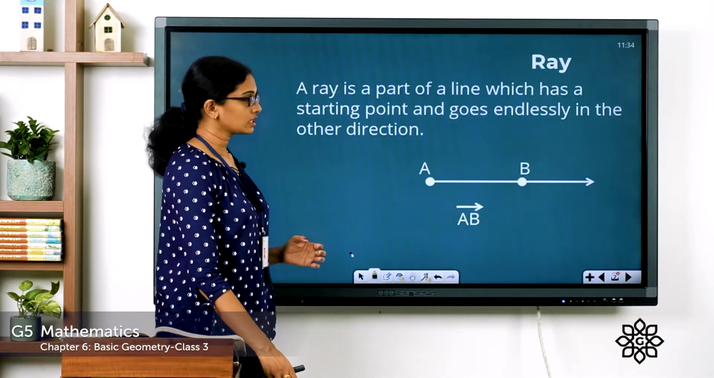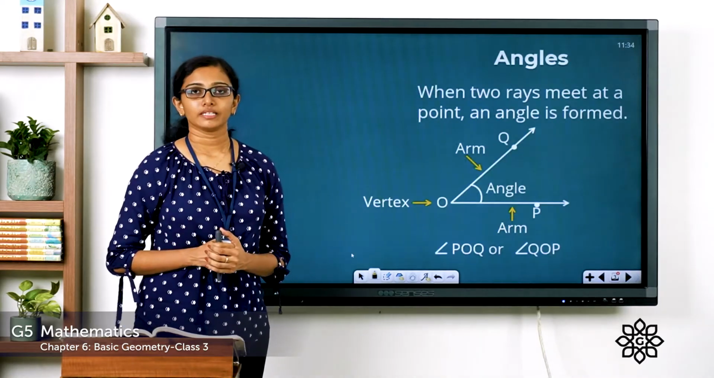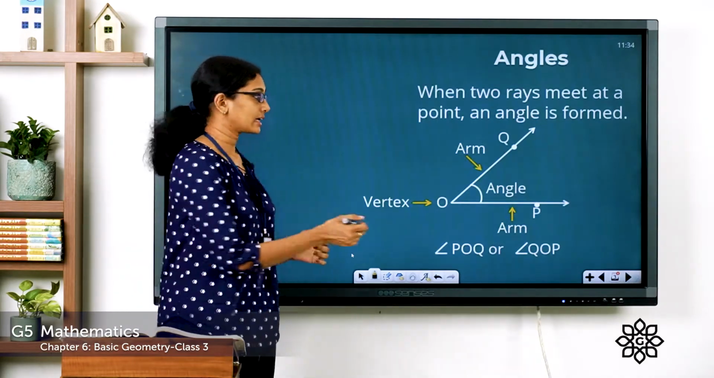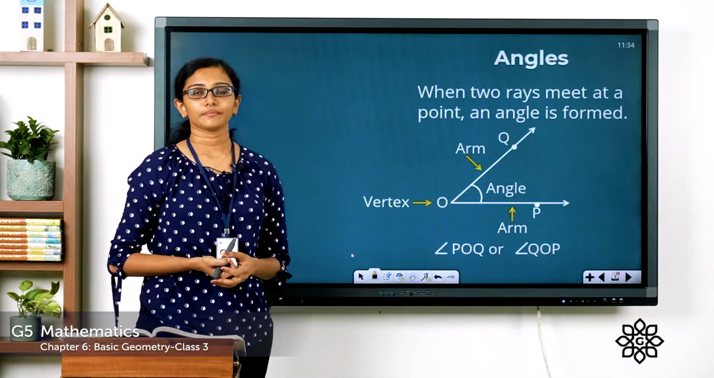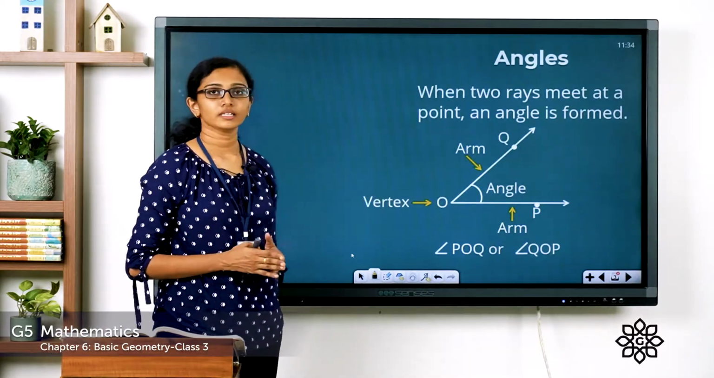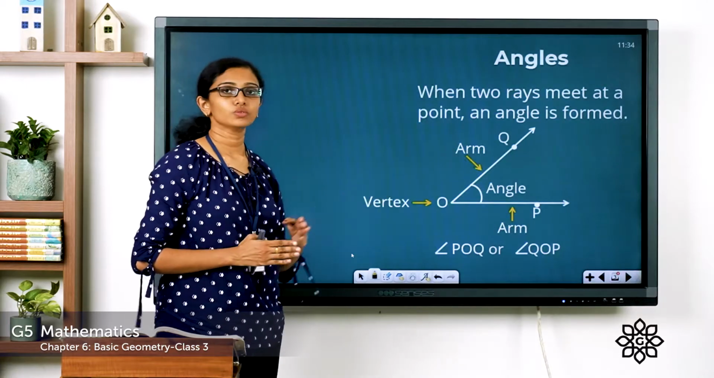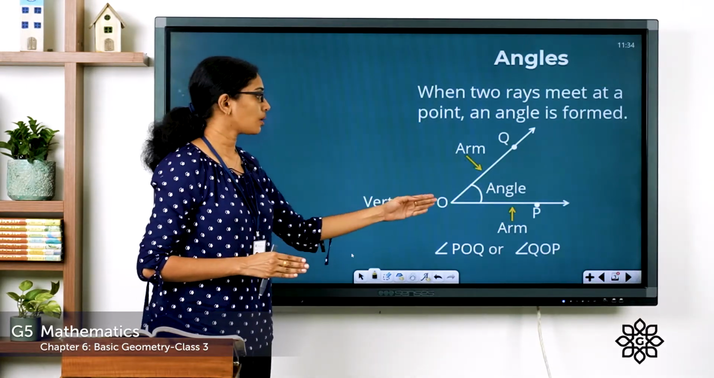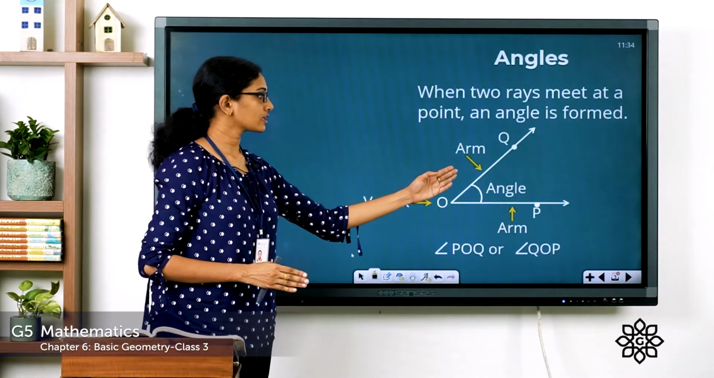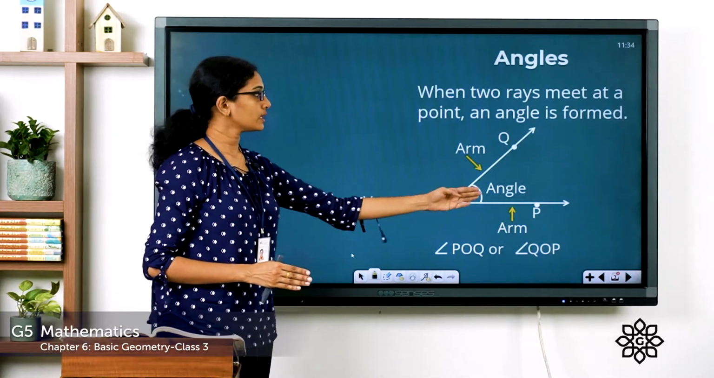Now, when two rays meet or when two rays have a common endpoint, an angle is formed between them. Like in this case, you see the ray OP and the ray OQ. These two rays have a common endpoint which is O. And there is an angle formed between the ray OP and OQ.